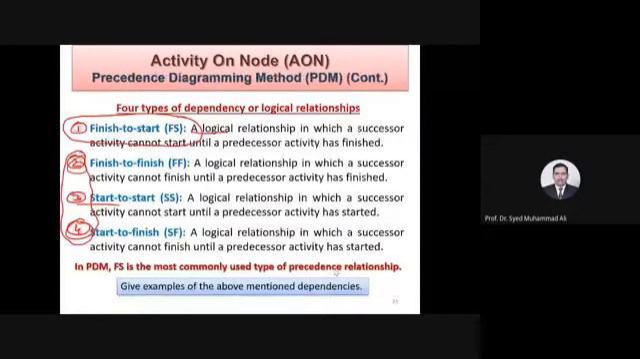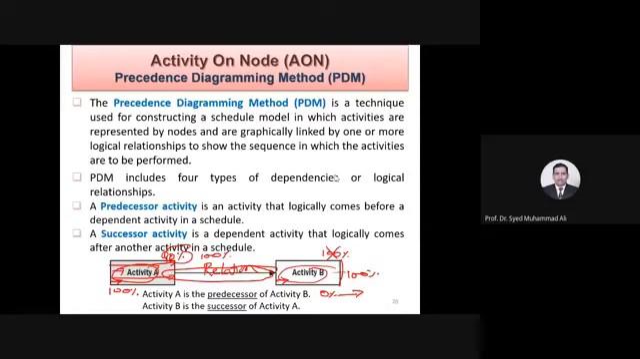एक सेकंड. अच्छा नहीं, मैंने ये तो गलत एग्जांपल दे दी. ये तो फिनिश टू फिनिश होना चाहिए था. आई एम सॉरी, मैंने 2 की एग्जांपल दी है, आप इसलिए कंफ्यूज हैं. ओके, आई एम सॉरी फॉर दैट. Finish to finish: a logical relationship in which successor activity cannot finish until predecessor activity has finished. I'm sorry, मैं 2 की एग्जांपल दे रहा था और मैं कोट 4 को कर रहा था. I was wrong in quoting.